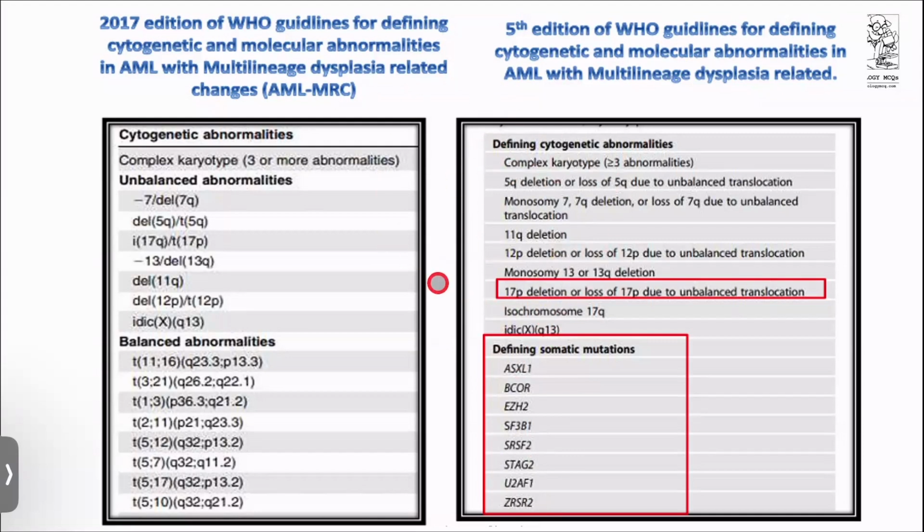So, can anyone tell me what are the various cytogenetic defining abnormalities that are seen in MDS that have been recently added in WHO 2022? Please write your answers in the chat box for the discussion. That is, tell me the defining cytogenetic abnormalities in MDS.